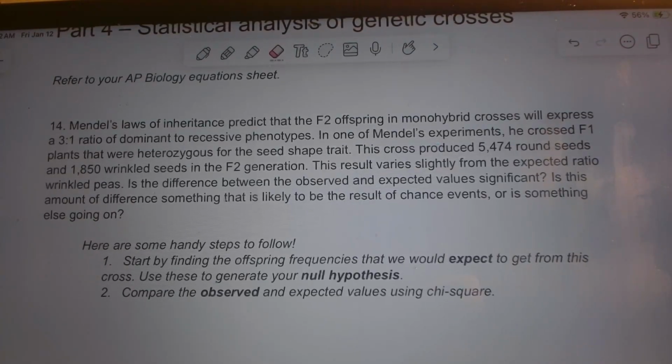Is the difference between the observed and expected value significant? Is this amount of difference something that is likely to be the result of a chance event, or is something else going on? Here are some handy steps to follow. So let's use the chi-square test at this point. What would we expect, and use these to generate our null hypothesis.